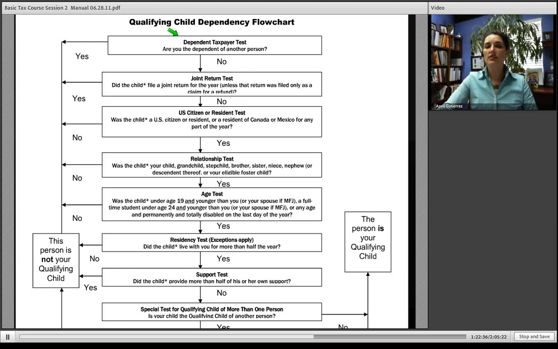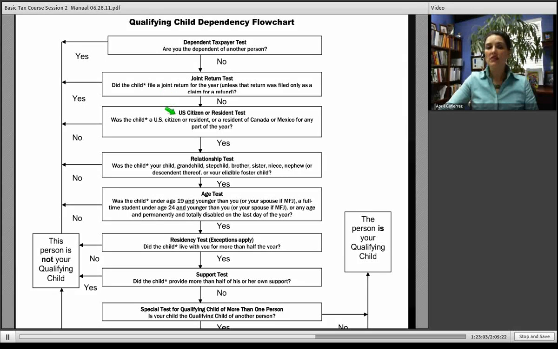It says, are you the dependent of another person? If the answer is yes, you are out. You cannot claim this person as your qualifying child because you are the dependent of someone else. If you do answer no to that question, then you move on to the next test, which is the joint return test. Did the child file a joint return for the year, unless that return was filed only as a claim for refund? The answer must be no.